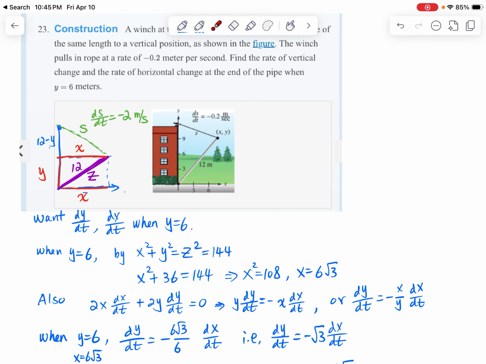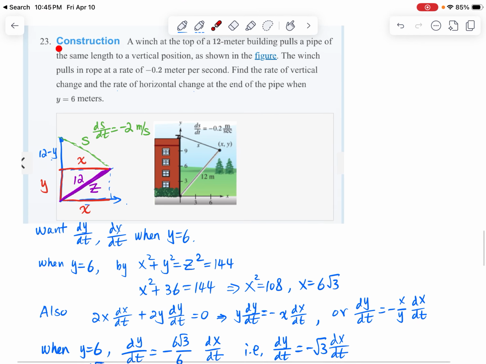This is section 2.6, problem number 23. So in this problem, we have the following story. A winch at the top of a 12-meter building pulls this pipe, which is the same length, to this vertical position as shown in this figure.